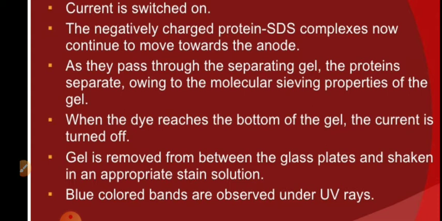When the dye reaches the bottom of the gel, the current is switched off. The gel between the two glass plates is removed. It is shaken in an appropriate staining solution like Coomassie brilliant blue for a few hours, and then washed and destained overnight. So you have to place it in a destaining solution overnight. The destaining solution removes the unbound background dye from the gel, leaving the stained proteins visible as blue bands on a clear background. Overnight destaining is important to remove the blue color from the rest of the gel. The blue color should be only with the protein bands, and you can observe it against a clear background, no need of UV rays also.